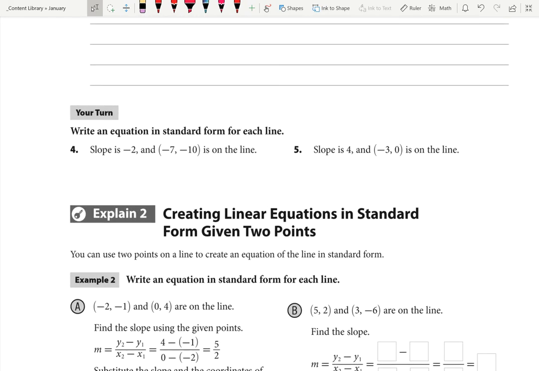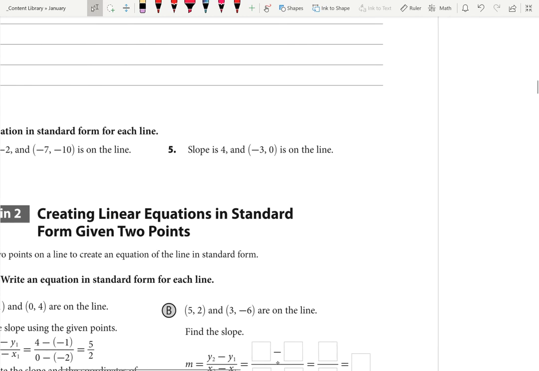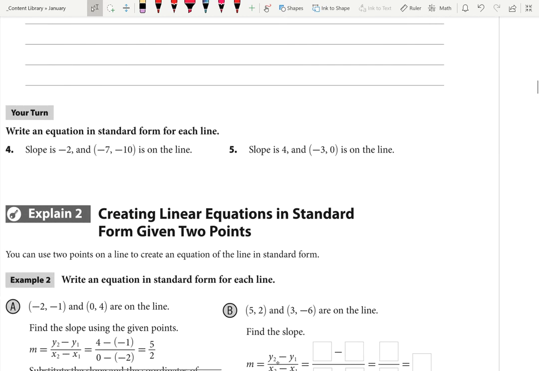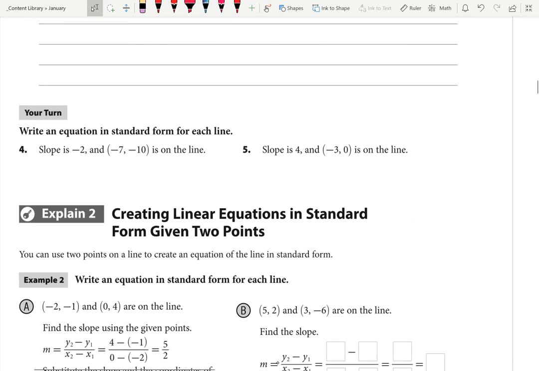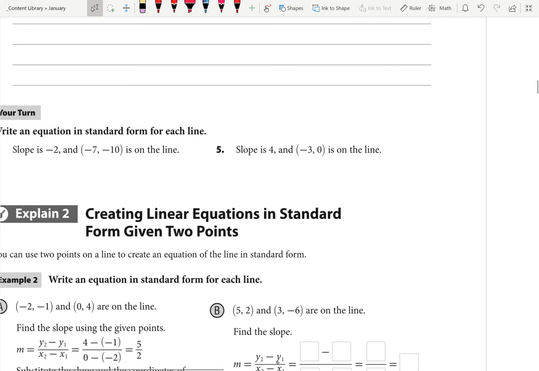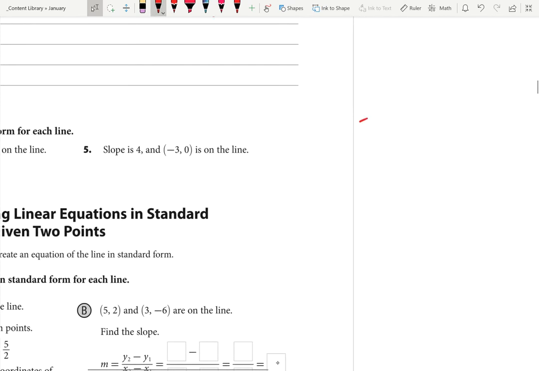All right, so let's try 4 and 5, and you can use whatever method that you want. I'm going to do both methods for both problems. So if you want to pause the screen and try it yourself, you can, and I'll show you both methods either way. But I am going to do them all to the side. Like I said, pause the screen if you want to do it. Otherwise, I'm just going to go ahead and work them out. So slope is -2 and then the point -7, -10.